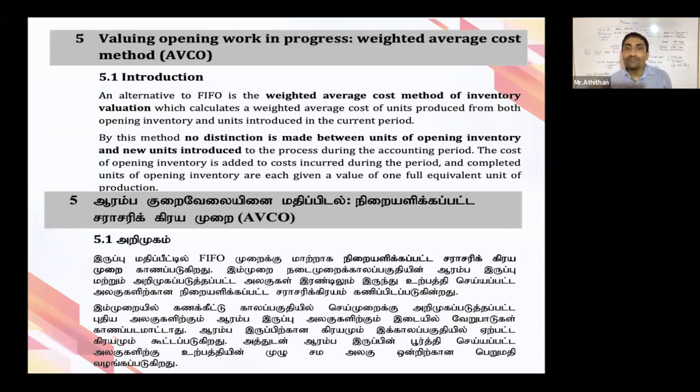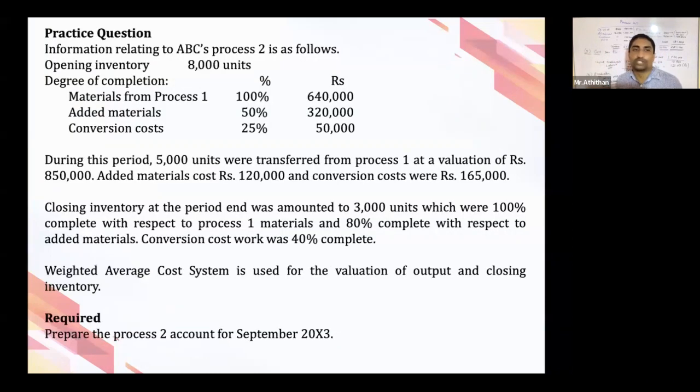The cost of opening inventory is added to the cost incurred during the period. And the completed units of opening inventory are each given a value of one equivalent unit of production. Right? ஆரம்ப இருப்புன்ற கிரியத்தை நாங்க உற்பத்தி கிரியத்தோட சேர்க்கிறோம். ஆரம்ப இருப்பு எத்தனை வீதம் நிறைவு செய்யப்பட்டிருந்தாலும் அது ஒரு முழு அலகு என்று நாங்க கருதுறோம். Right? That is the difference.